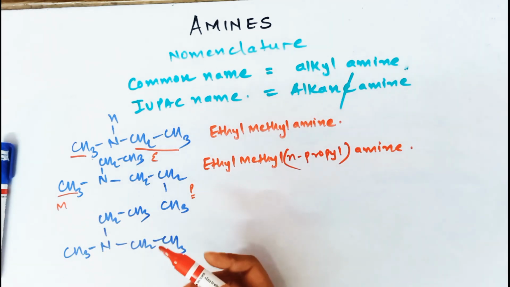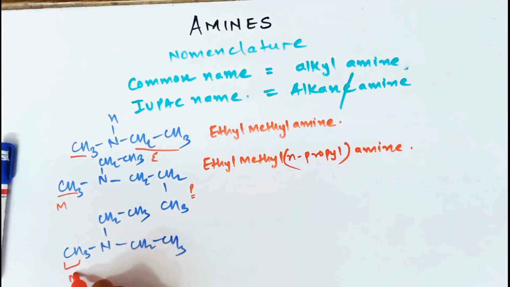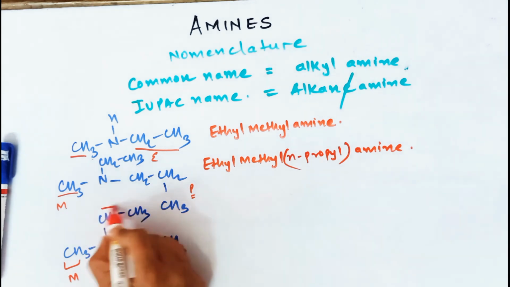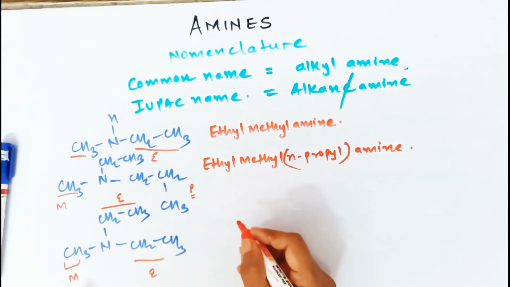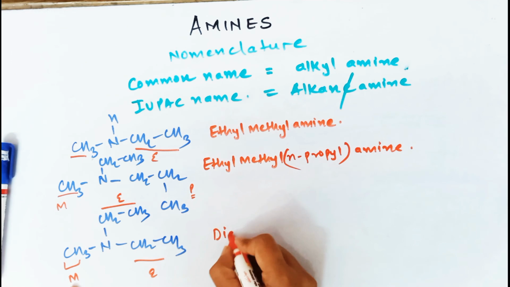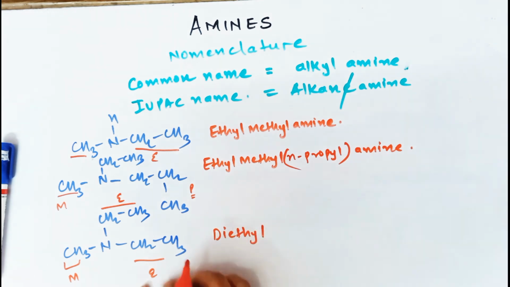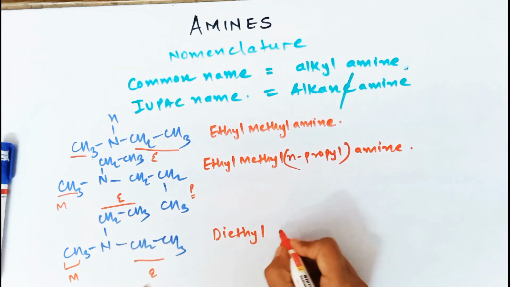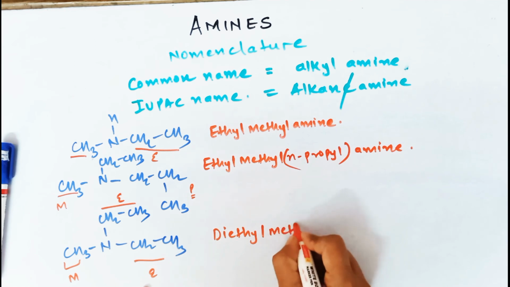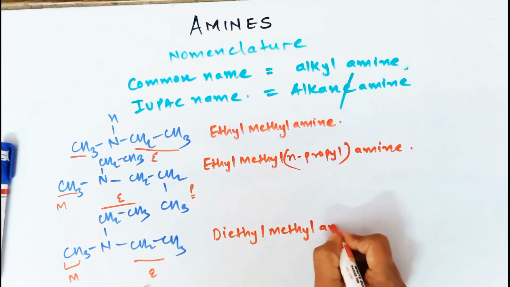Look at this. This is also tertiary. 1, 2, 3. There are 3 carbon atoms attached. This is methyl, this is ethyl, and this is also ethyl. So we can just call it diethyl, 2 times ethyl, right? We have 2 times ethyl. So we'll just say diethyl, then methyl, and amine.